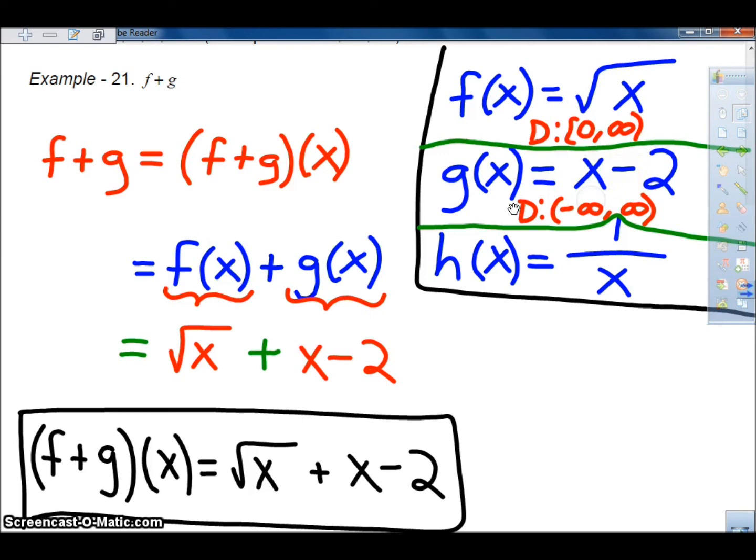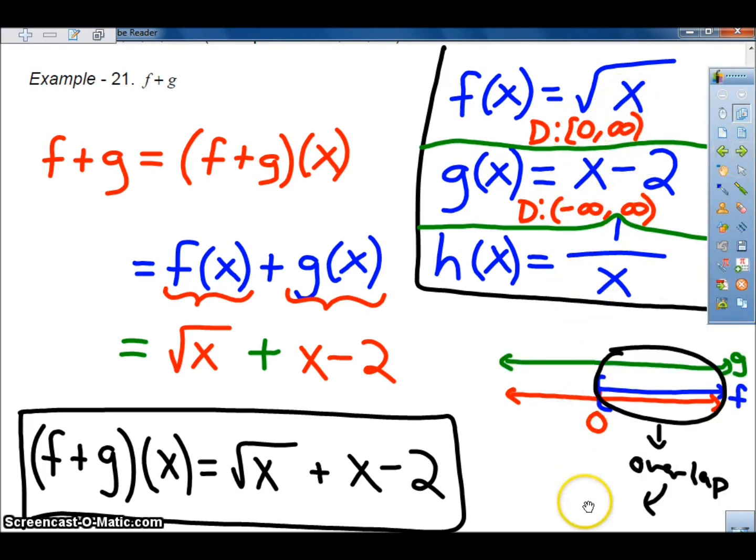And so that's the domain, negative infinity to infinity. So to find the domain of my new function, f plus g, I need to find where these two domains are overlapping each other. A good way to do that is to graph the domains on the real number line. So I'm going to graph both of these domains on the real number line, and you get this.